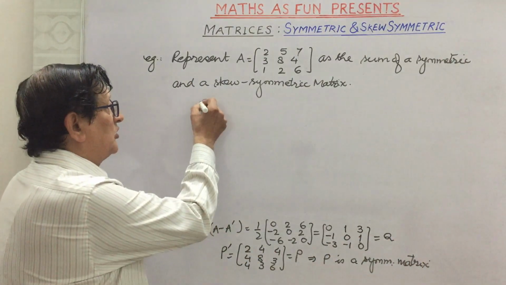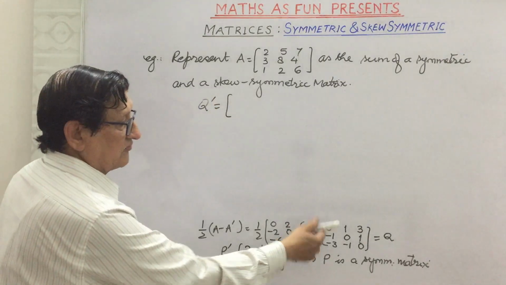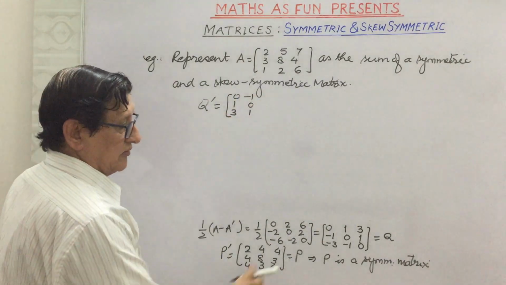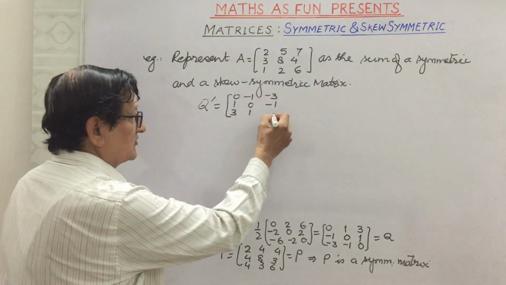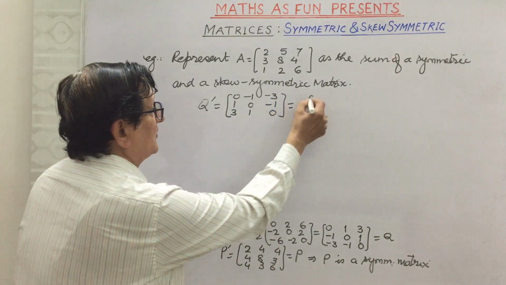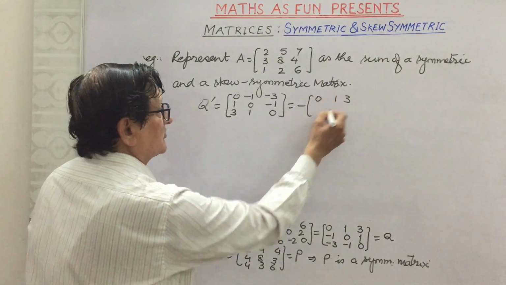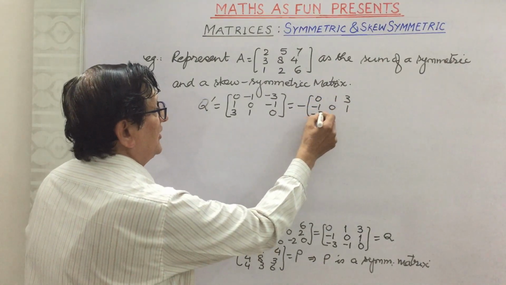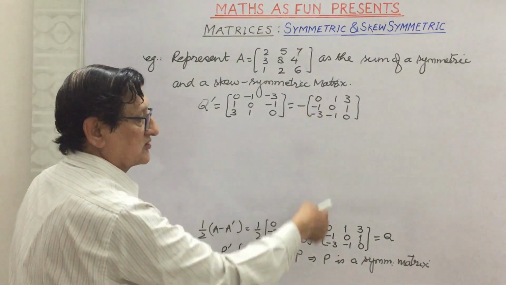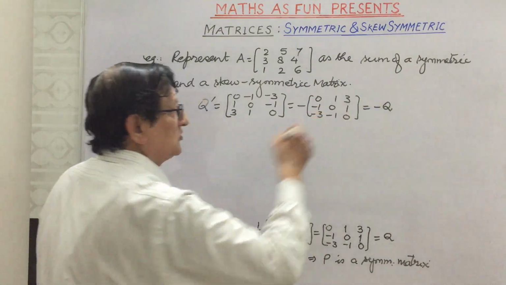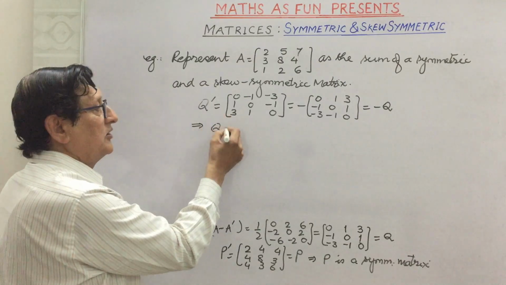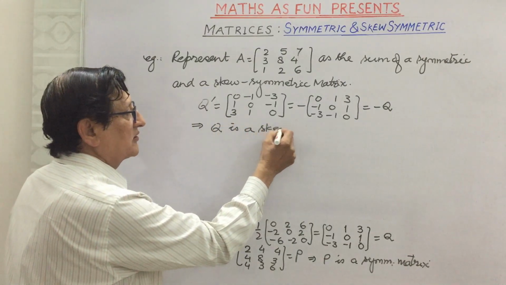Now we find Q dash, and Q dash we can say here will be 0, 1, 3, minus 1, 0, 1 and minus 3, minus 1, 0. If we take minus common from this, this will be 0, 1, 3, minus 1, 0, 1, minus 3, minus 1, 0. We find this is same as this. It means this is equal to minus Q. And we know if Q dash is equal to minus Q, this implies that Q is a skew symmetric matrix.